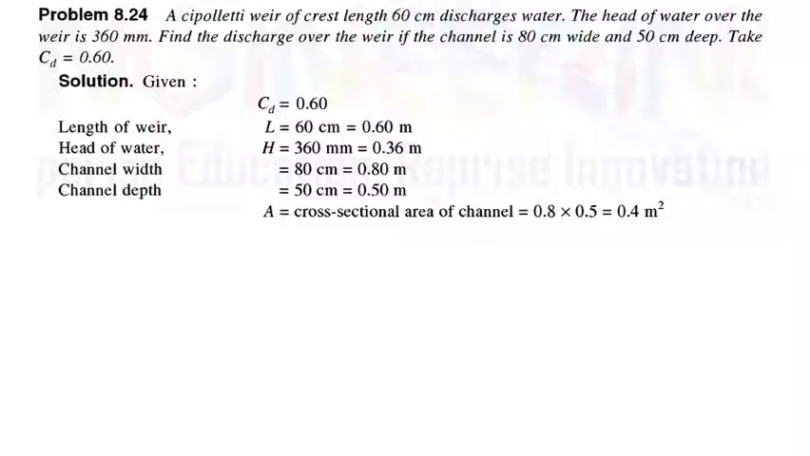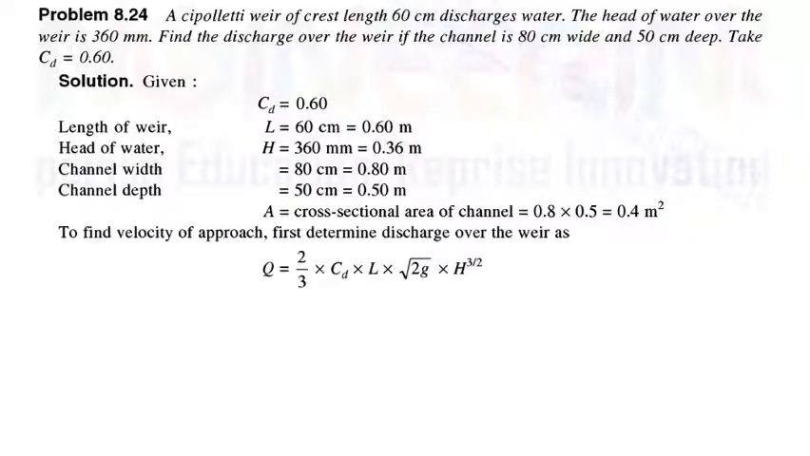The second problem: a Cipoletti weir of crest length 60 centimeters discharges water. The head of water over the weir is 360 mm. Find the discharge over the weir if the channel is 80 centimeters wide and 50 centimeters deep. Take CD is equal to 0.6. So here CD is 0.6, L is 0.6 meters, H is 0.36 meters. Channel width and depth are also given, that is 0.8 meters and 0.5 meters, so the cross-sectional area of the channel is 0.4 meters square.